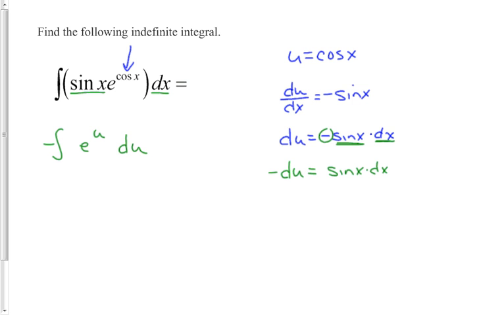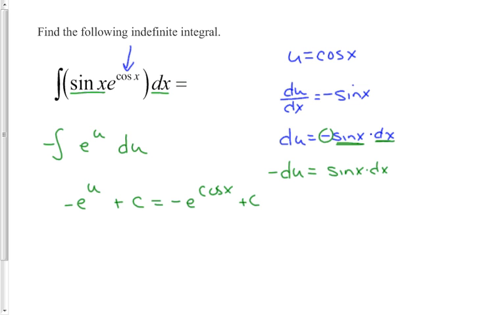That original problem now has u being substituted in there. That takes care of all our messy parts. I can take the integral of e to the u. If I go ahead and do that, I will just be left with negative e to the u. Don't forget the plus c. And then I can go ahead and substitute back in, and this will just become negative e raised to the cosine of x. Don't forget the plus c.